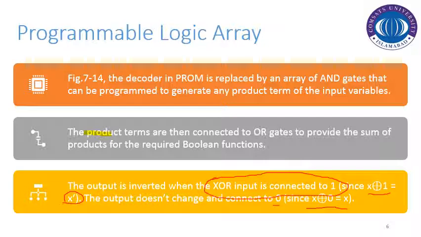So these circuits have distinct features. First, the AND array is programmable and generates the product terms. Then we've got the OR array, which is also programmable and sums up those product terms. And then we've got the exclusive OR gate, whose main functionality is that we can generate the function in original as well as in complemented format.